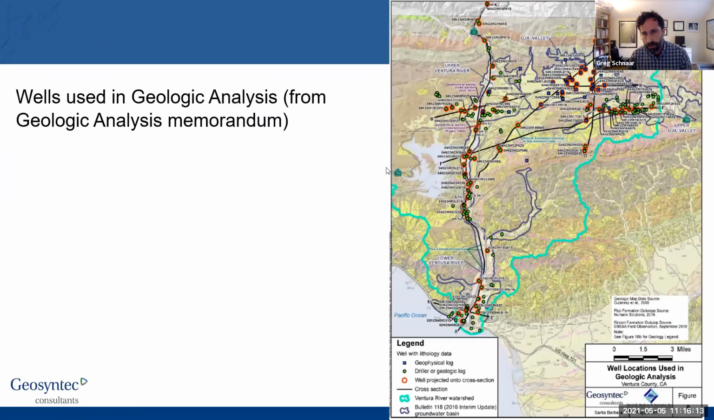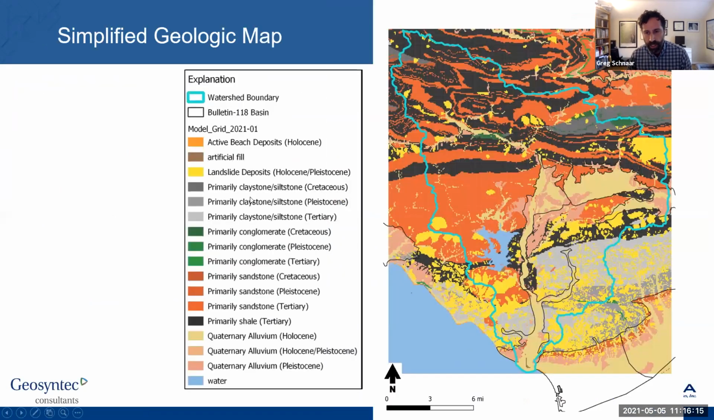And so just keep that in mind. The other thing I'll point out is this simplified geologic map was based on the earlier geologic maps that Steve showed you, and it was also a starting point for us setting up the GSFLOW zones. So you'll see some similarities there.